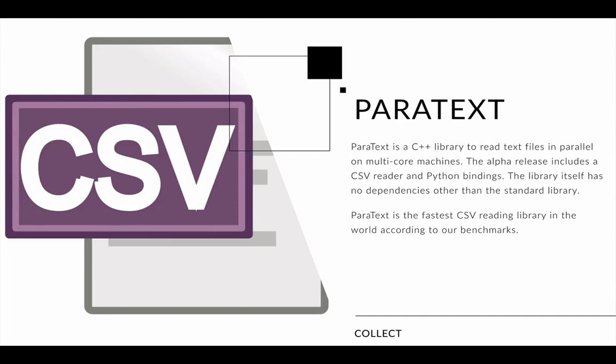Paratext is a C++ library to read text files in parallel on multi-core machines. The alpha release includes a CSV reader and Python bindings. The library itself has no dependencies other than the standard library. Paratext is the fastest CSV reading library in the world, according to our benchmarks.